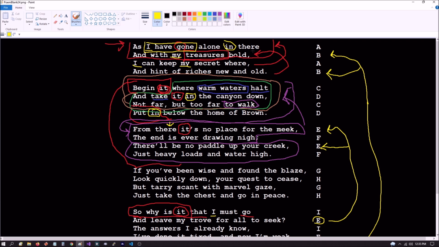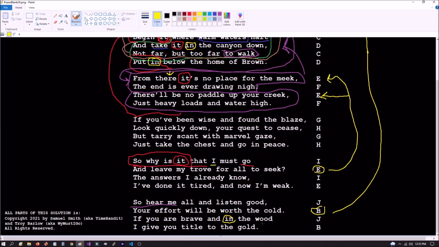"As I have gone alone in there and with my treasures bold," and it's the same thing with the word bold and being brave. So he's given us title to the gold. This is again where we have "I." The answer is "I must go." Those are "I am weak" and "I have done it tired." That's the speaker of the poem.